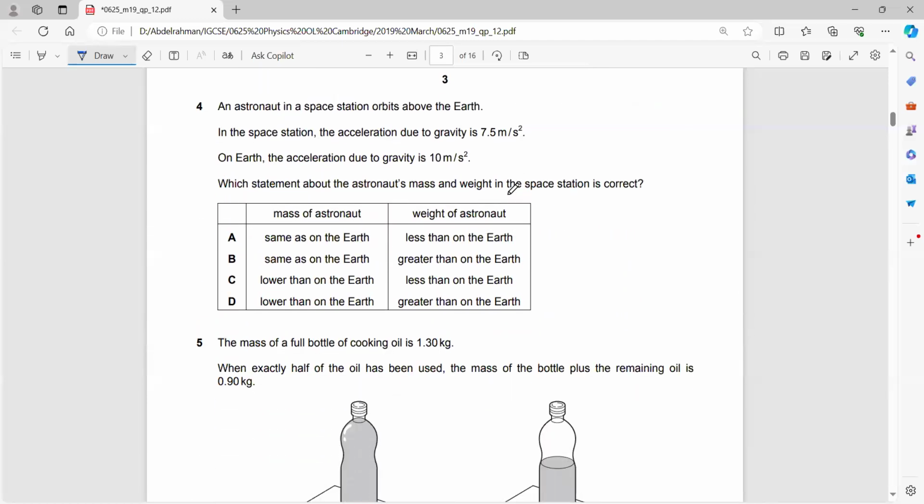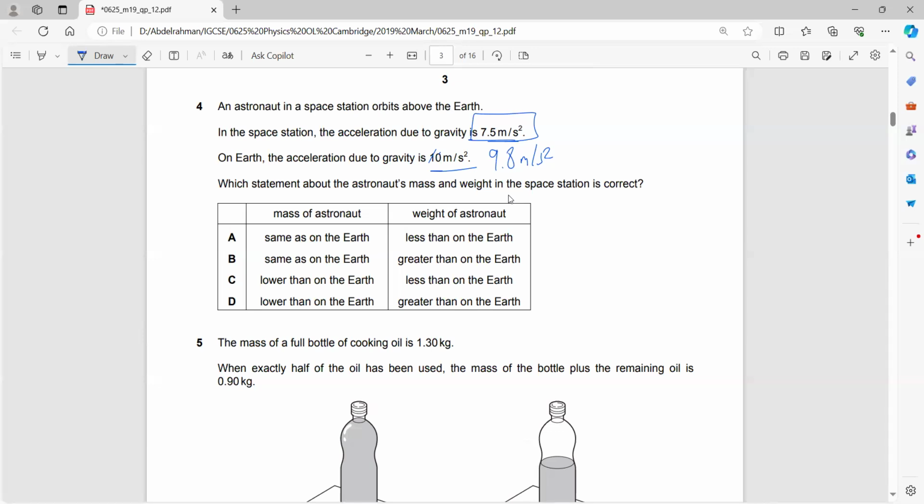Question 4. An astronaut in a space station orbits above the Earth. The acceleration in the space station is 7.5 meters per second squared. On Earth, the gravity is 10. We actually know that it's 9.8 meters per second squared. This is an old exam. Anyway, in the space station, the acceleration is 7.5 meters per second squared.